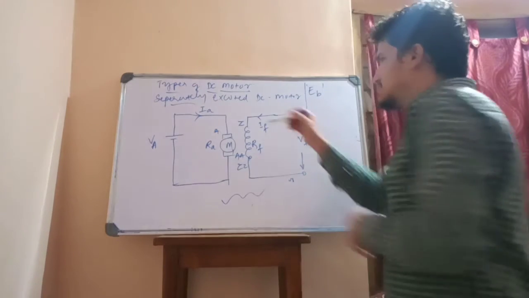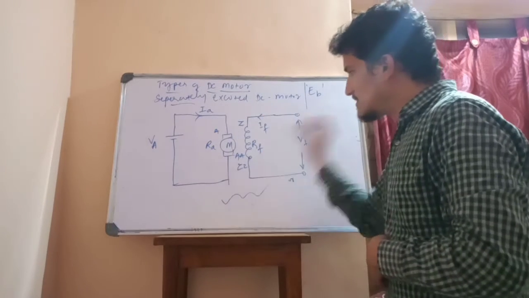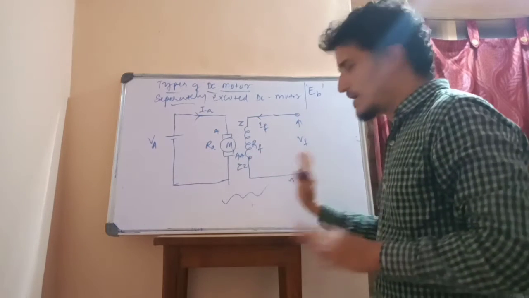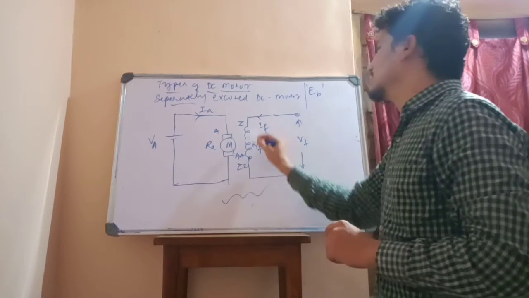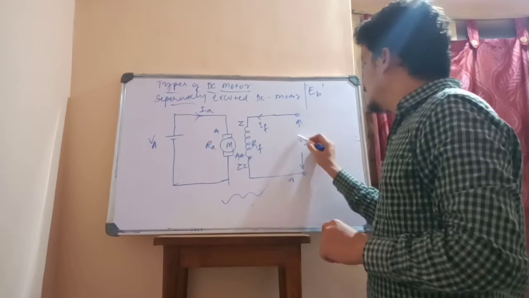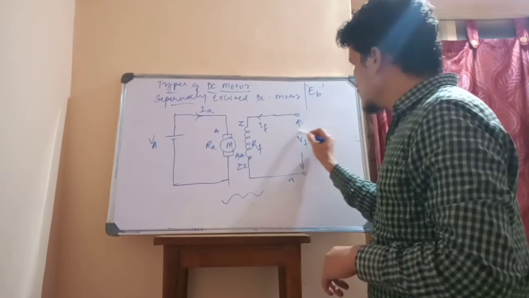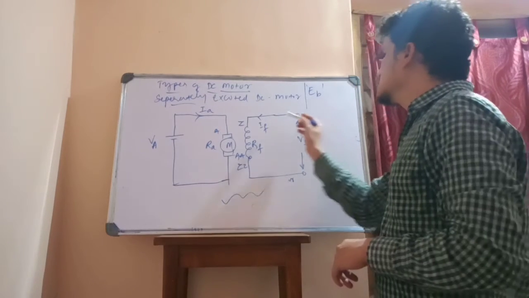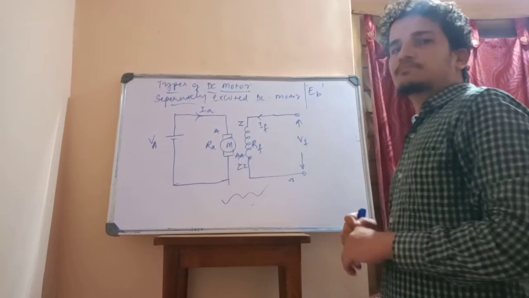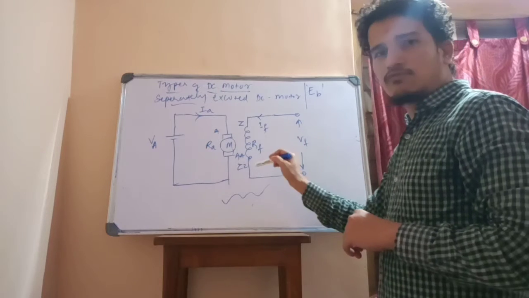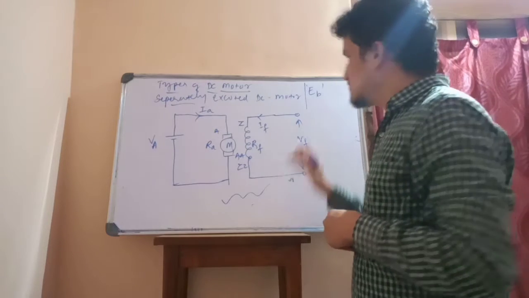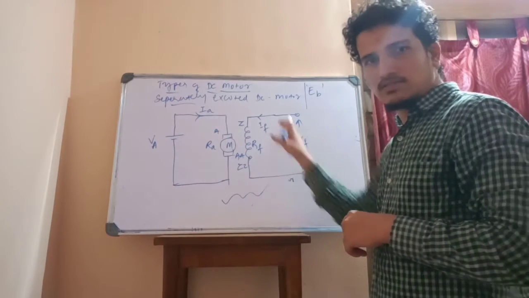So this Z double Z represents the terminals of the field winding. Let this represent the field winding, which has a field resistance of RF, and this is given a supply VF, the field voltage. Due to that, a current IF, the field current, will flow through the field winding. As a result, a constant magnetic field is produced. So this is nothing but the field circuit.